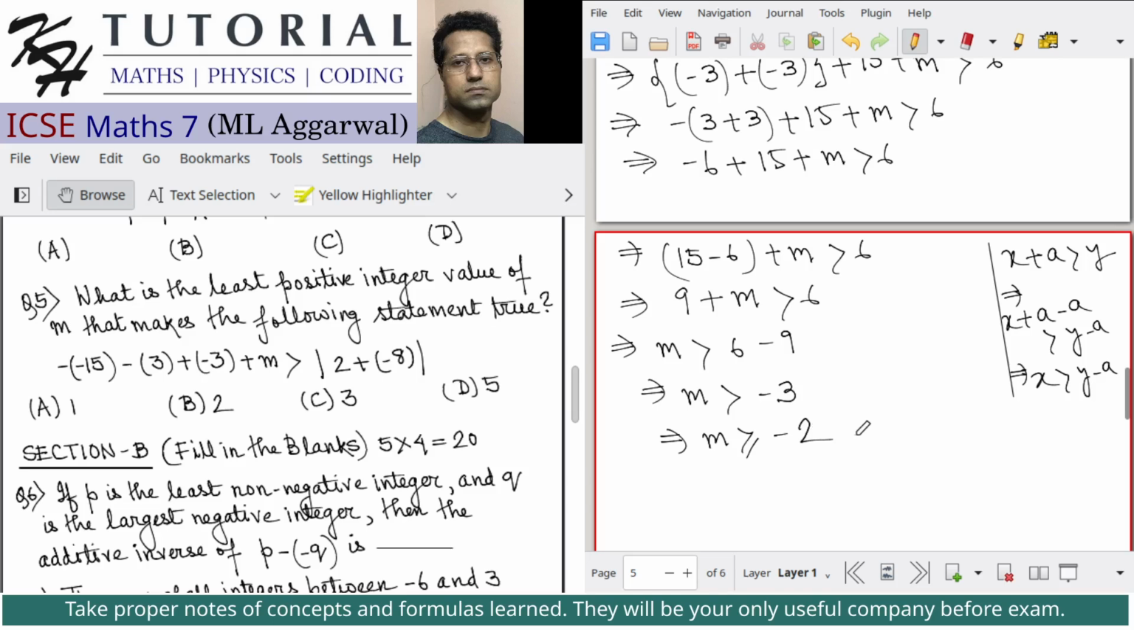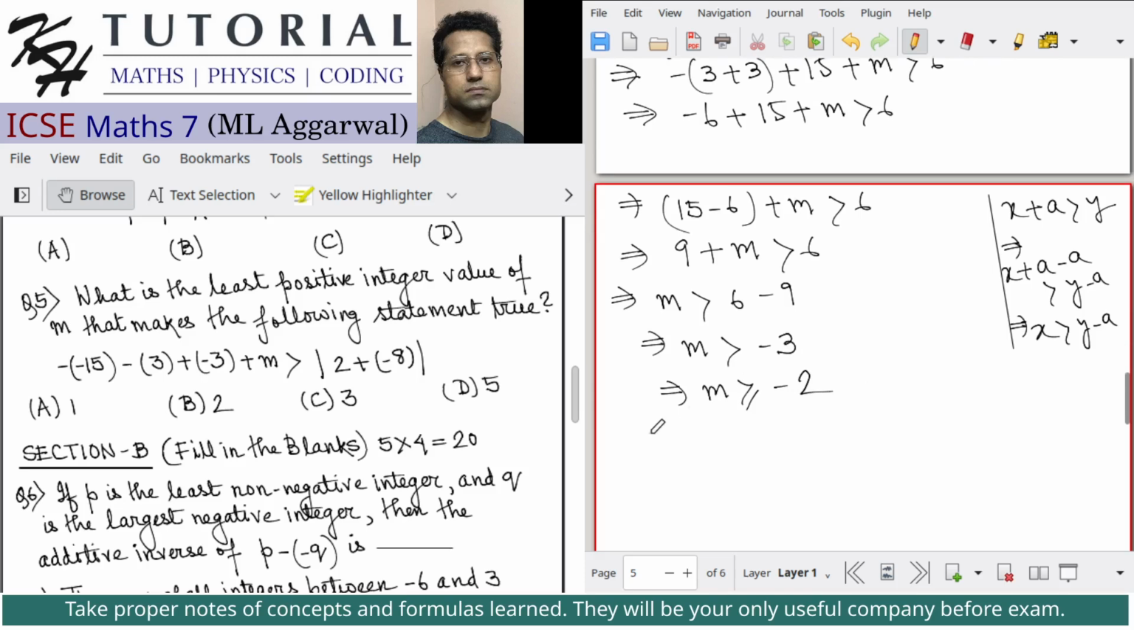Now the problem is asking what is the least positive integer value of m that makes the following statement true. So to satisfy the given inequality, the value of m has to be greater than or equal to -2. But the problem is asking what is the least positive integer value of m that will satisfy the given inequality.